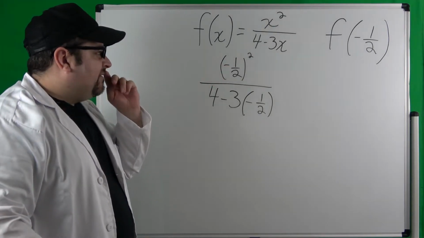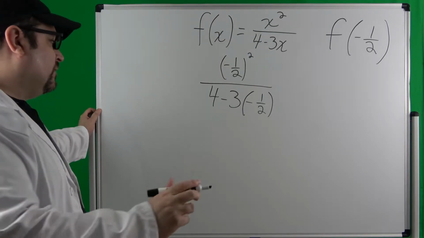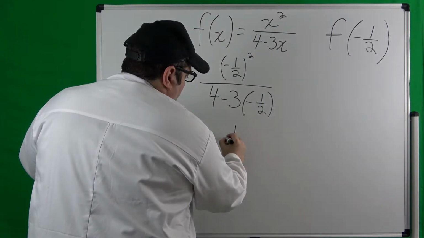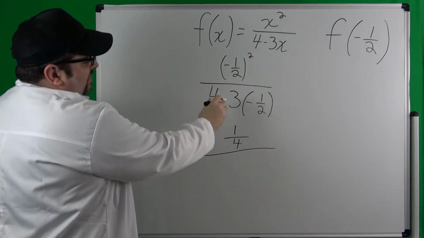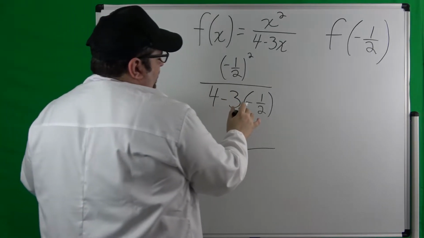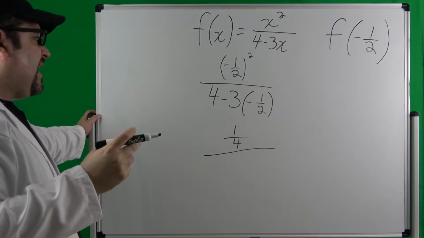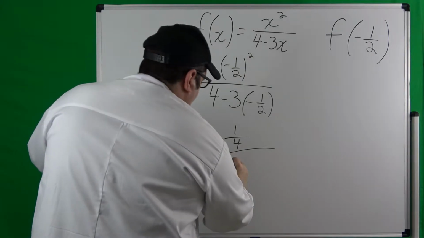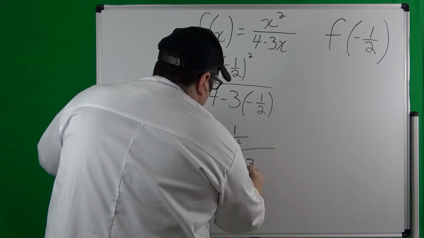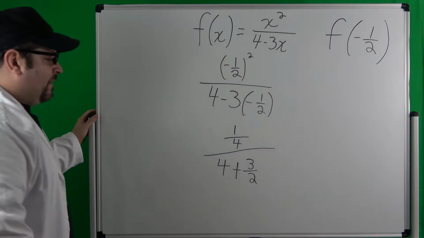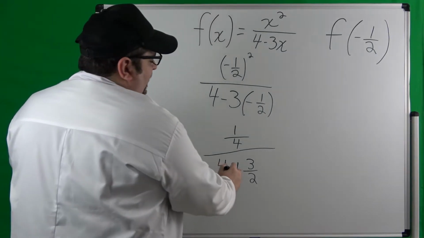Okay, what's negative 1/2 times negative 1/2? That would be positive 1/4 over 4. What's negative 3 times negative 1/2? That would be positive 3/2, right? Okay, next thing we want to do, we want to go ahead and add these two.